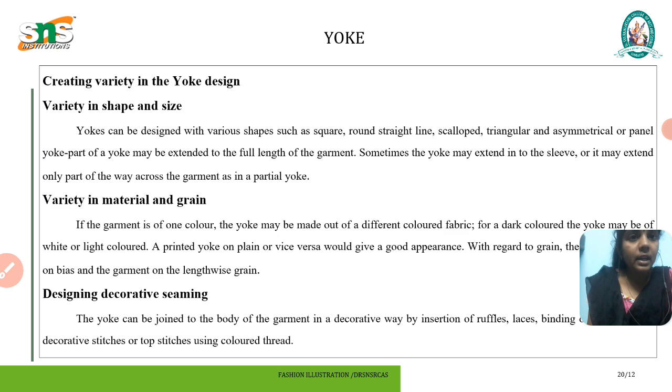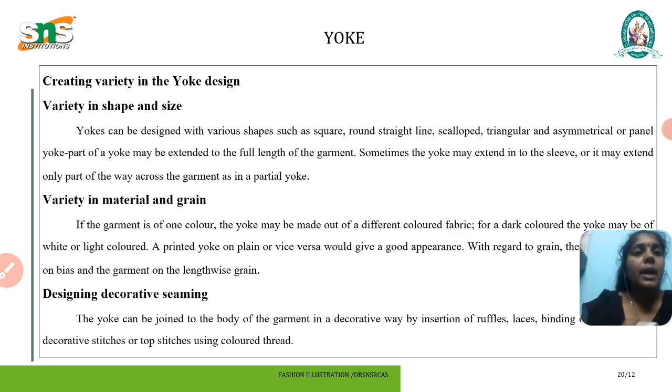Next one is creating varieties of the yokes in the yoke designs, varieties of shapes and sizes. The yokes can be designed with various shapes such as square, round, straight lines, scalloped, triangular, asymmetrical or panel. The yoke part may be extended to the full length of the garment. Sometimes the yoke may be extended to the sleeve, or made external, and any part of the way across the garment or in a partial yoke.